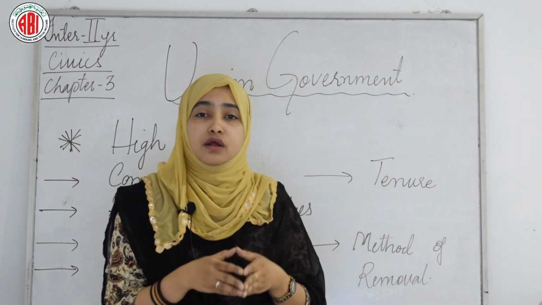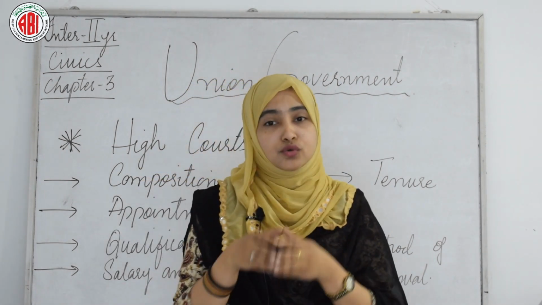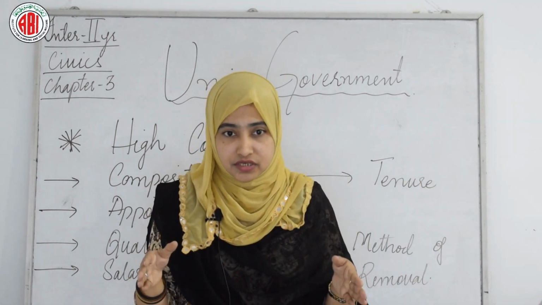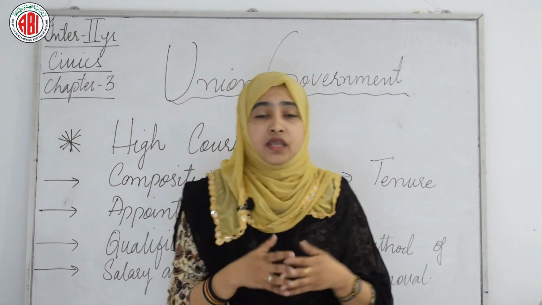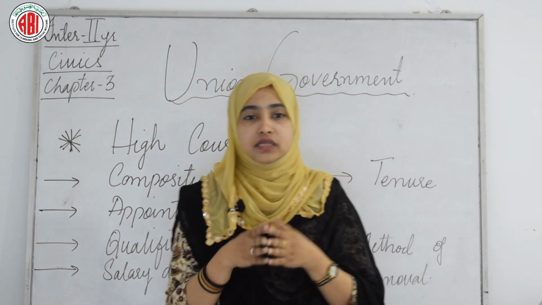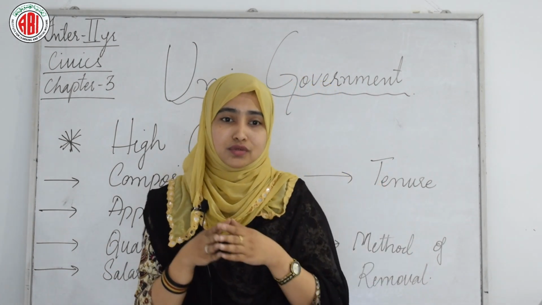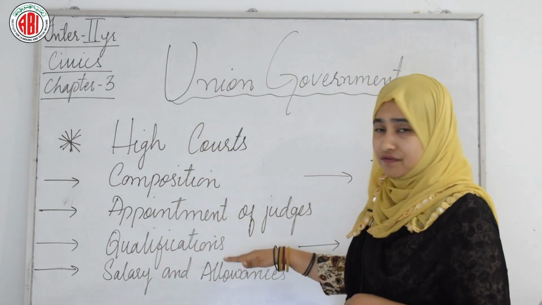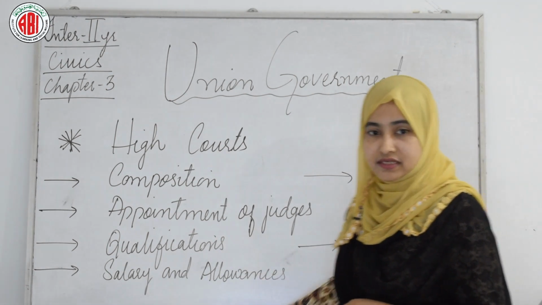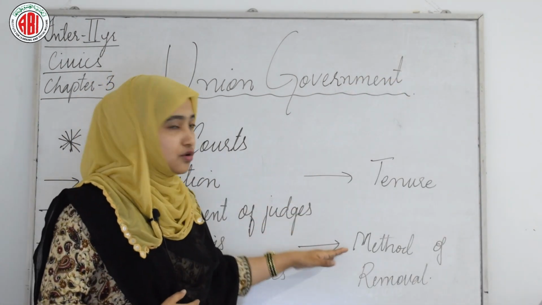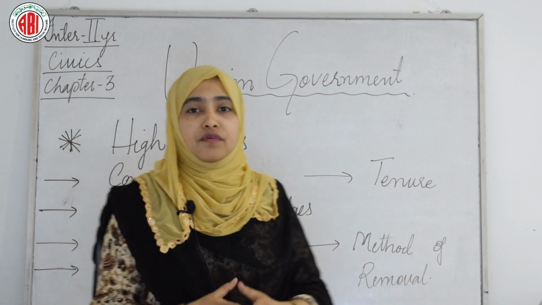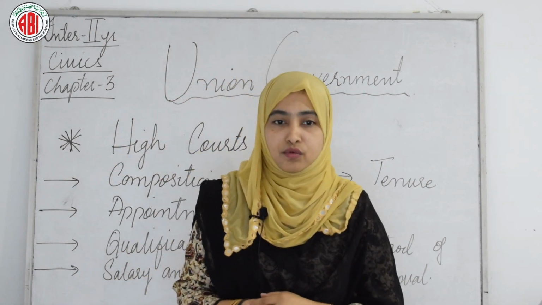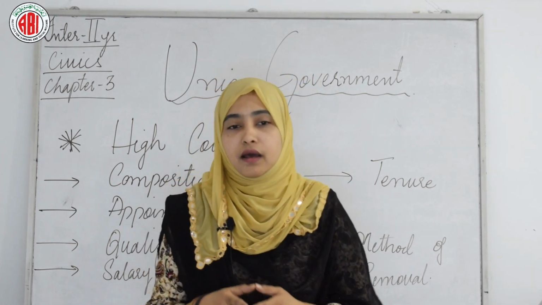So Articles 214 to 231 of the Constitution explain the High Court's structure and its functions. For the High Court, the things required for this post are composition and appointment of judges, qualifications, salary and allowances, tenure and the method of removal. Now we will discuss in detail all these requirements for the High Court. Here the first is composition.